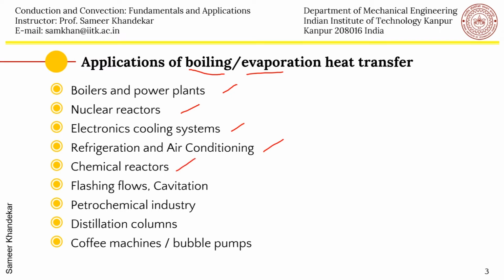Several chemical reactors involve phase change processes. Cavitation is also a phase change phenomenon. Flashing flows, mechanical boiling. In the petrochemical industry, distillation takes place by successive boiling of the mixture of petrochemicals or hydrocarbons. Distillation columns, simple coffee machines which you see, the high pressure coffee machines, they make use of bubble pumps, which also utilize boiling heat transfer. So this is a series of applications, very important for many industrial and technological processes which involve this type of phase change boiling process.